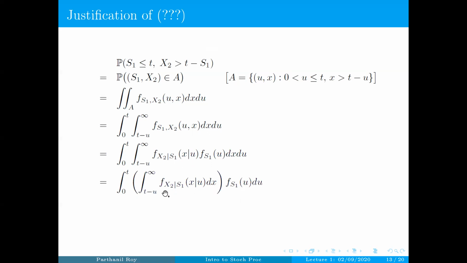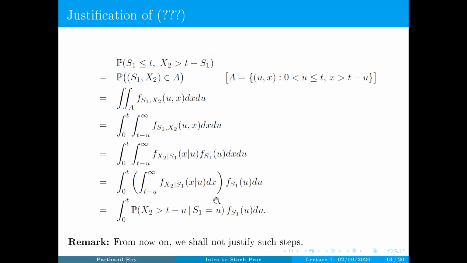And that's essentially you're integrating the conditional density of x2 given S1 equal to u. S1 is very close to u, that is, on the interval t minus u to infinity. So this will of course give you the conditional probability. So the inner integral, which is in bracket, will give you the conditional probability of x2 bigger than t minus u, given that S1 is very close to u. And of course, outside you have the unconditional probability. So this is exactly what we had to prove.